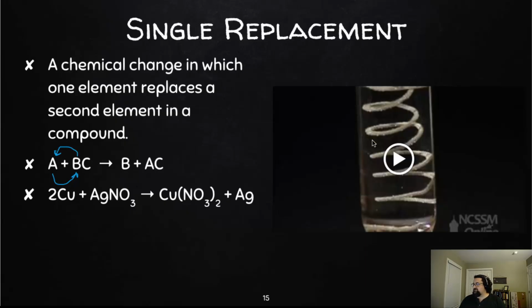And what you see over here is that there is a silver nitrate solution and a copper rod. And what's going to happen is the copper is going to go into solution, forming copper nitrate, and the silver is going to attach itself to this coil, which is why you're starting to see that silver color. All right, that'd be single replacement.